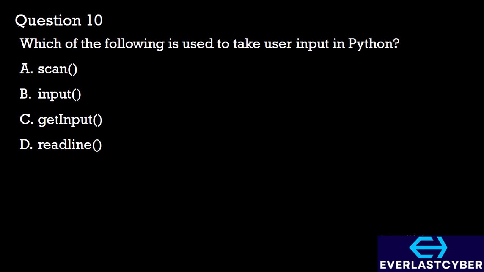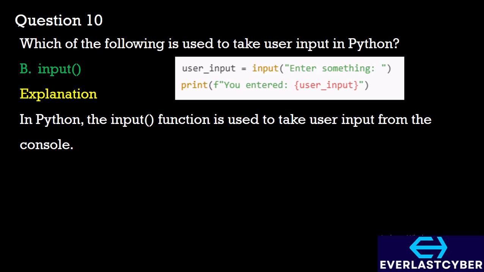The scan function is not a built-in function in Python, and it might be confused with functions from other programming languages, but Python does not have a scan function for user inputs. The input function is used to take inputs from the user in Python. The get_input function is not a standard Python function. It may be a custom function in some specific code, but it is not a built-in Python function for taking user inputs. And the readline method is used to read a line from a file, but it is not used to take user inputs directly. So our answer here would be option B.